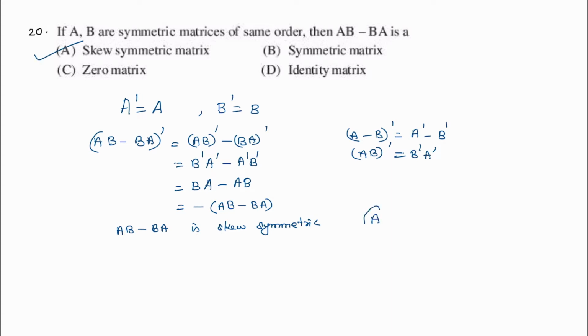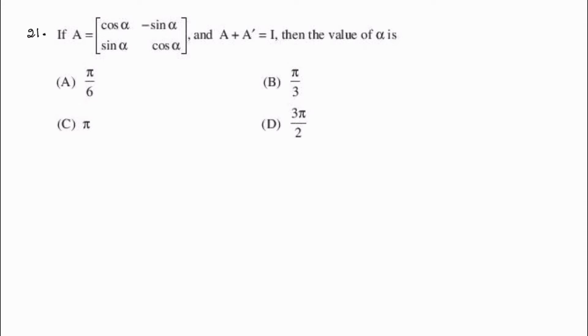Option A is the correct answer. Next, question 21. A matrix is cos alpha, minus sin alpha, sin alpha, cos alpha, and A plus A dash is I. Then the value of alpha is.